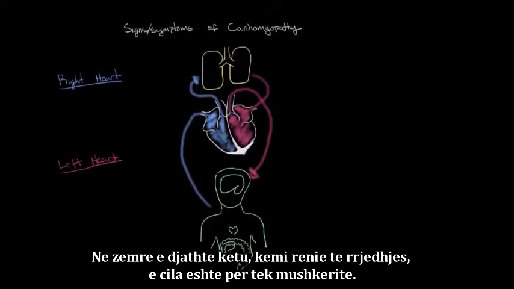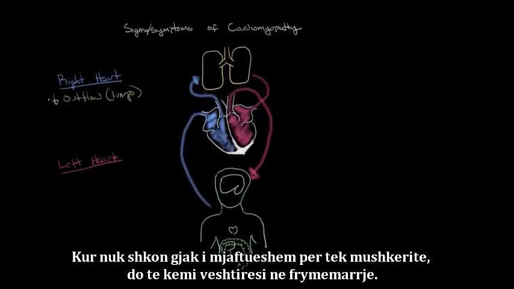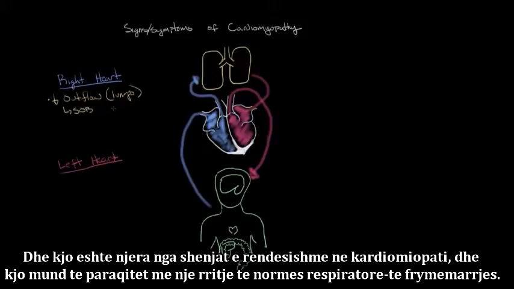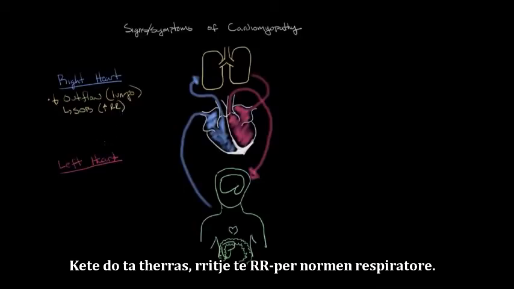So in the right heart here, you have a decreased outflow, which is to the lungs. When not enough blood is getting to the lungs, you get short of breath. And so that's one of the important signs of cardiomyopathy. Then this can also be demonstrated with an increased respiratory rate. So I'm going to just call that increased RR for respiratory rate.